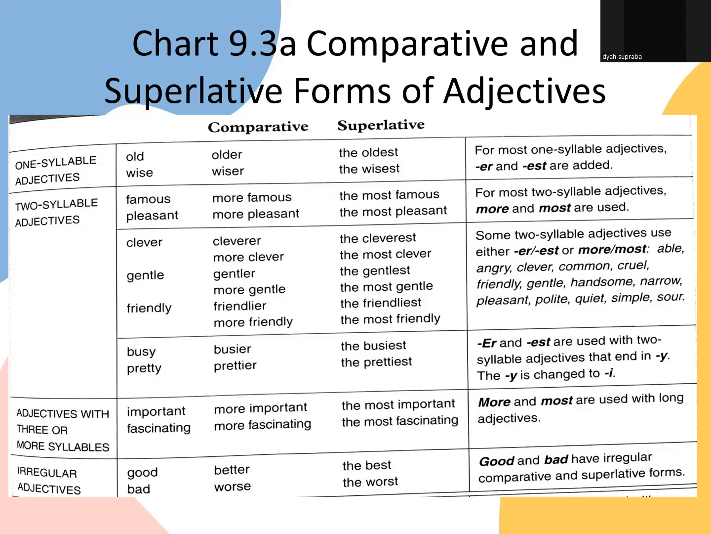And then for adjectives with 3 or more syllables, we use more for comparative and most for superlative. For example, important, the adjective, comparative, more important, the superlative, the most important. But be careful, there are some irregular adjectives. For example, the adjective good, the comparative will be better, and the superlative will be the best. For the adjective bad, the comparative will be worse, and the superlative will be the worst.